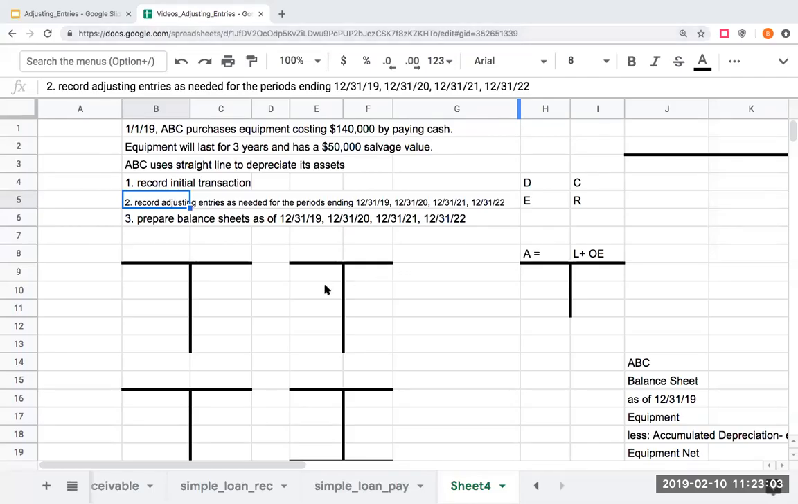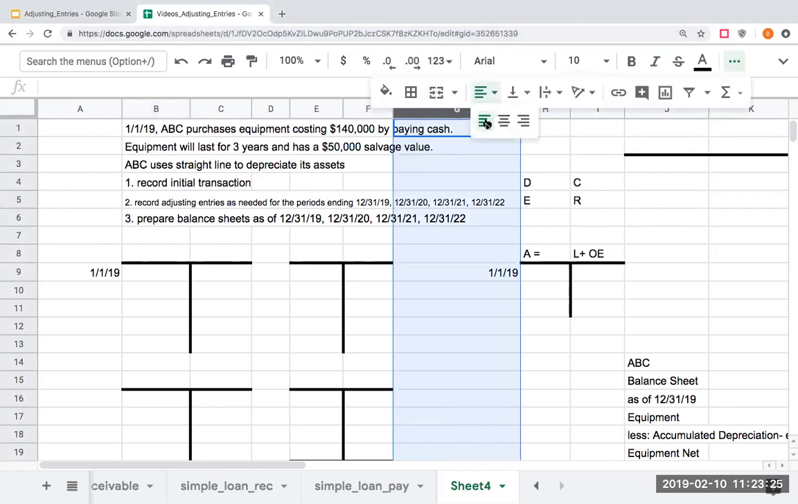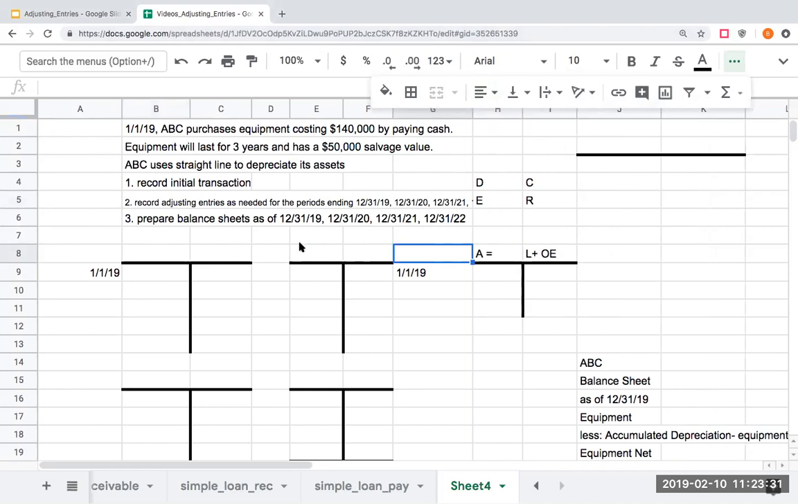Okay, and we're back. So on January 1st, 2019, ABC purchased equipment costing $140,000 by paying cash. So we're going to go ahead and record that here on January 1st, 2019. And the reason why I'm doing it this way is, do we actually purchase equipment on New Year's Day? The answer to that is no, we don't. However, to make your lives a little bit easier and not record partial period depreciation, I'm just doing this for the full year. I have a later video just covering straight line where you can go through and see that.